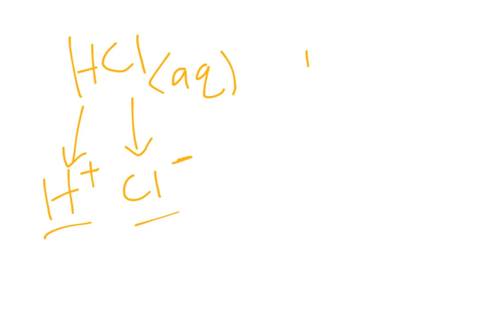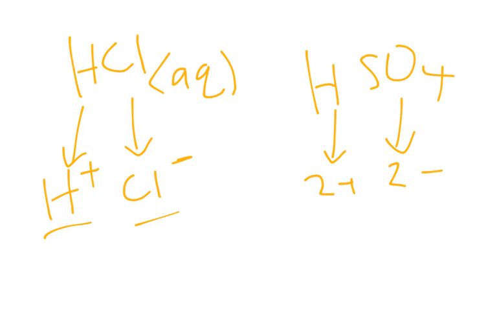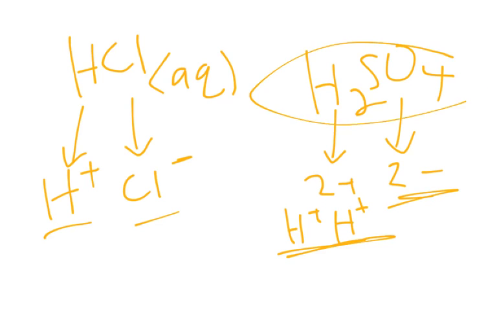Now, what if I said H2SO4? How many H's do I need to balance out the SO4? Well, we know that sulfate is 2-, so we probably need 2+ here. So that's why we need 2 H's, because each H is 1+. So we need 2 pluses in order to counteract the 2 minuses. So that's how you balance hydrogens in acids. And let's not forget aqueous there.